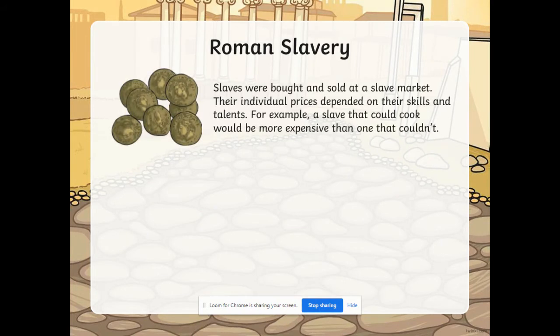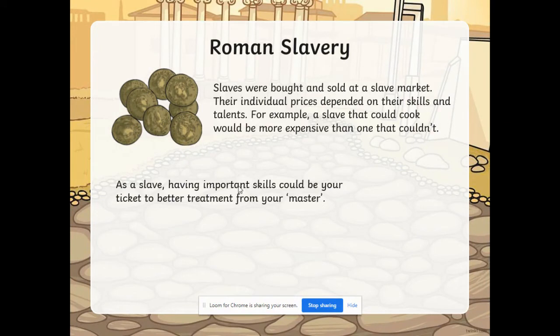When you think of animal markets, there was a slave market instead of an animal market. Their individual prices depended on their skills and talents. For example, slaves that could cook would be more expensive than one that could not. So slaves were there to help the Romans. So if they could do extra, they would cost more money.